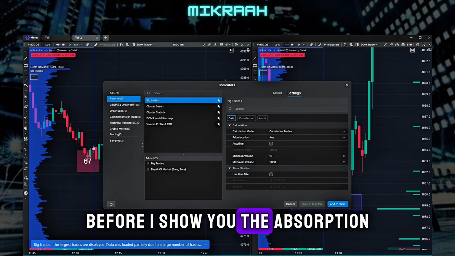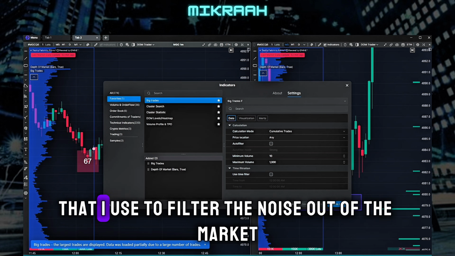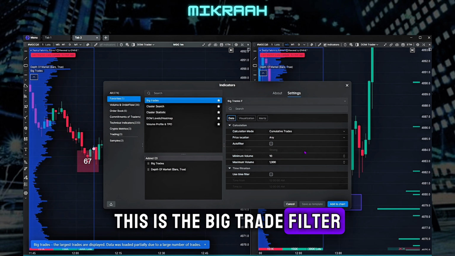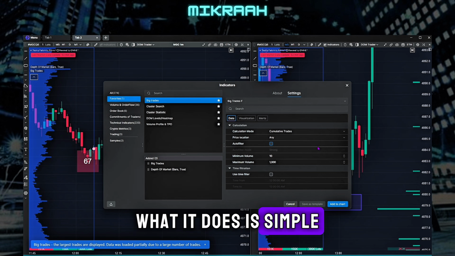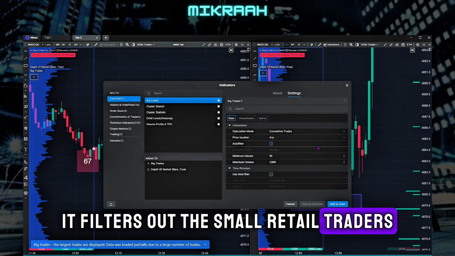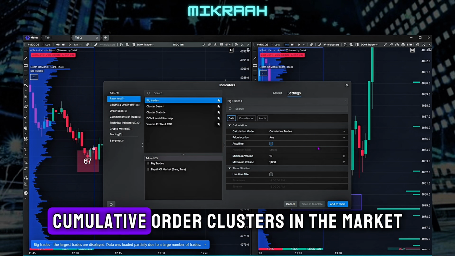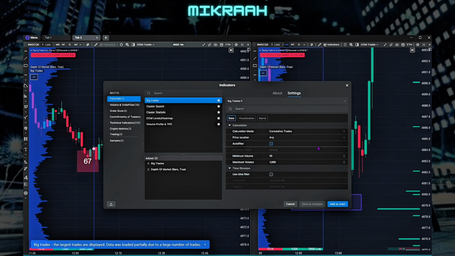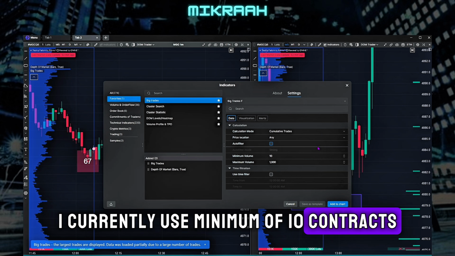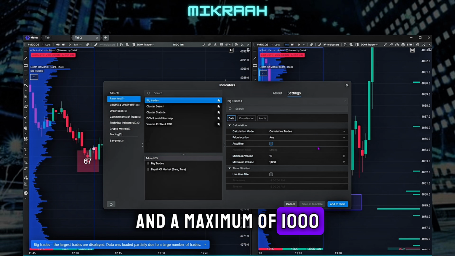Before I show you the absorption, I want to show you one of the tools that I use to filter the noise out of the market. This is the big trade filter. What it does is simple. It filters out the small retail traders and only shows me the most significant cumulative order clusters in the market. I currently use a minimum of 10 contracts and a maximum of 1,000.